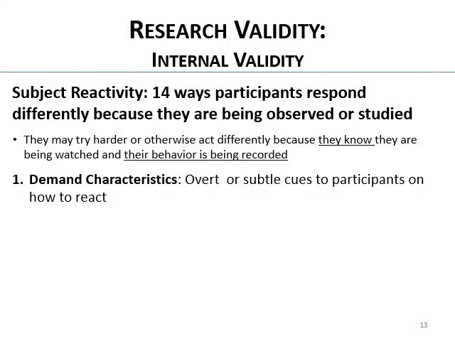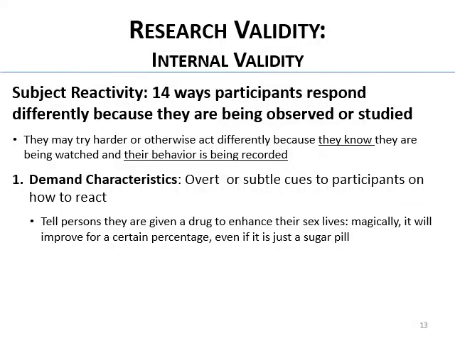So, for example, the first one is what we call demand characteristics. And this is when the data collector or the experimenter gives, it could be overt, but typically it's subtle cues about how they expect participants to react, and the participants react accordingly. So, for example, if you give people a drug and you tell them, hey, this drug's going to enhance your sex lives, you're going to find that magically, even if it's literally a sugar pill, for some portion of subjects, they're going to report that they have enhanced sex lives.